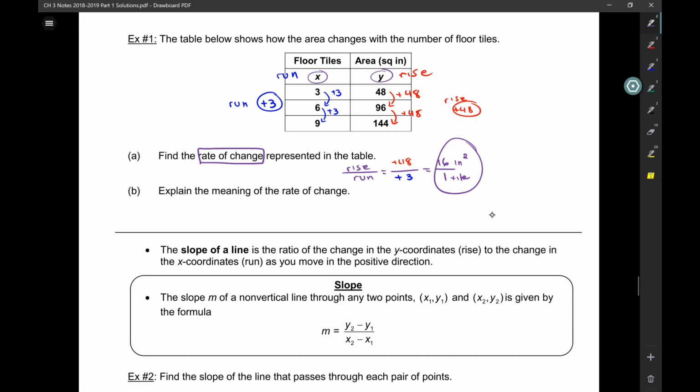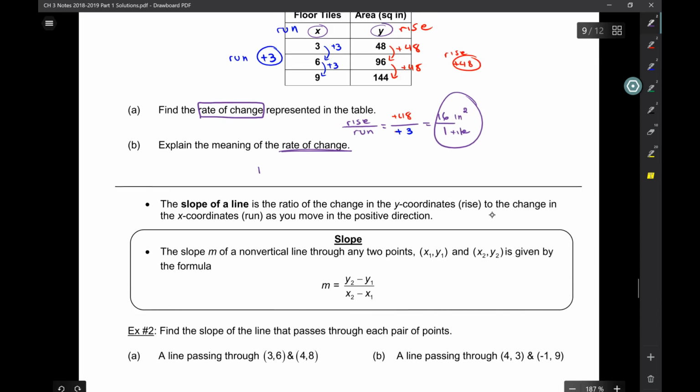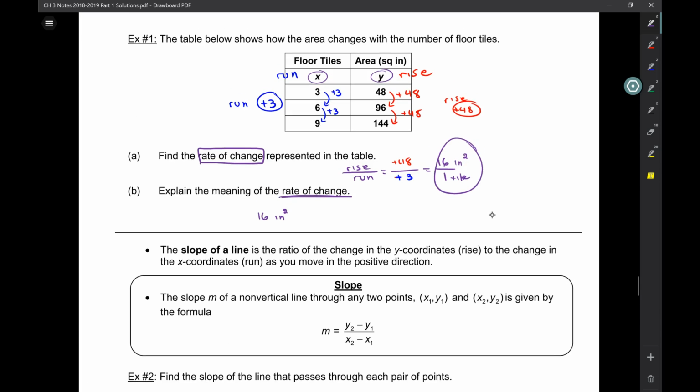Now, explain the meaning of rate of change. So this is telling you that the area is increasing 16. Wait, how is it 16? No, you just reduce it. Oh, this one you reduce it to 16.